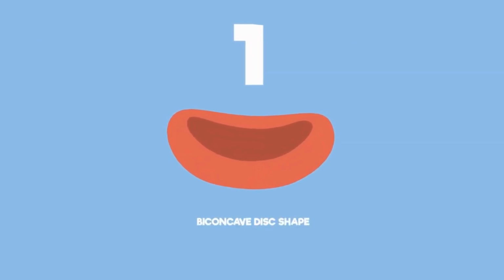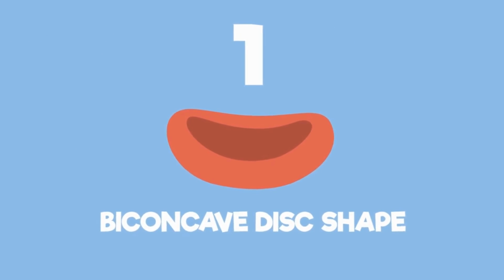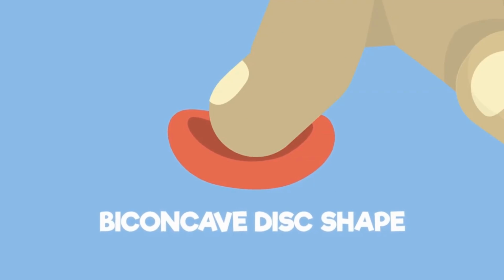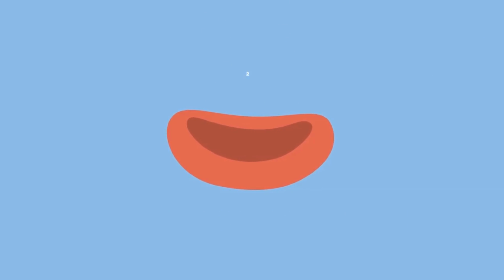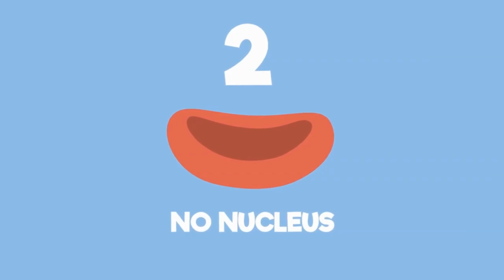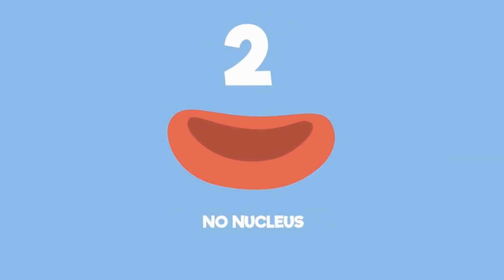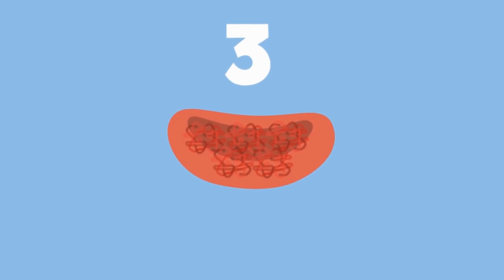Firstly, they have a biconcave disc shape. This basically means that they look like a jam donut that has been squashed in the middle. This gives them a large surface area to absorb oxygen very quickly. Another adaptation is that they have no nucleus. Think about it. There would be no use in a red blood cell taking up extra space with a large nucleus when it could use that space to carry even more oxygen. An amazing adaptation. But the best adaptation of all is that they contain the transport protein hemoglobin.